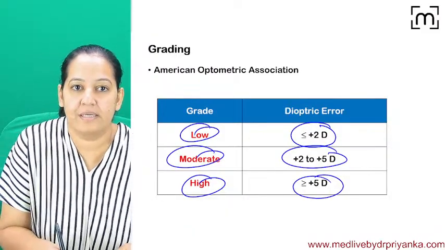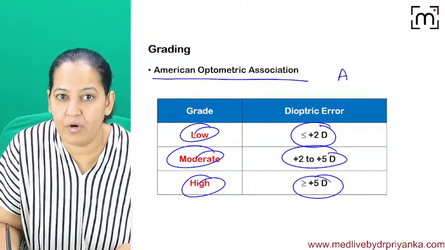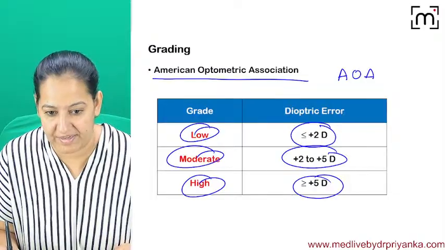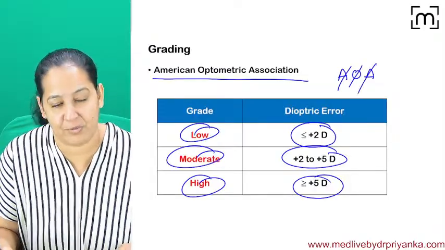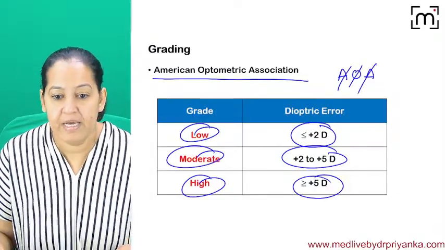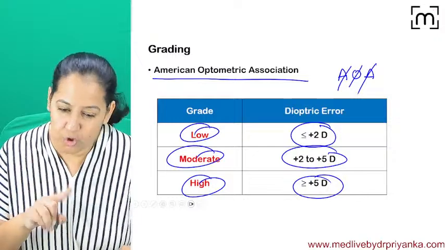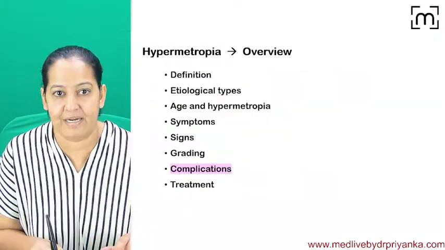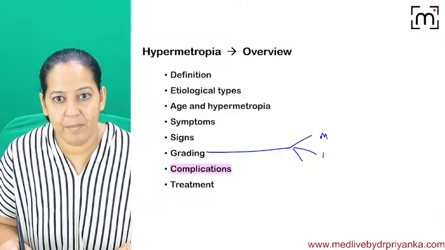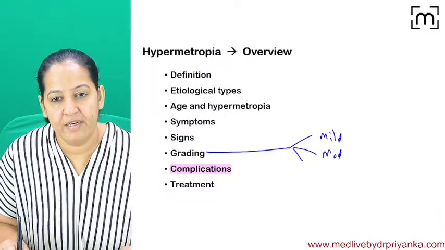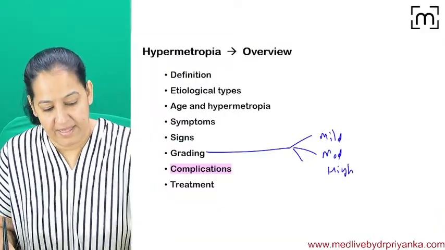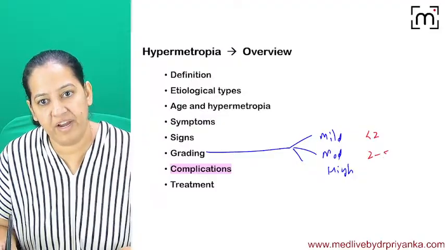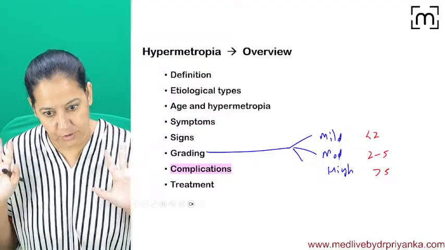This classification is given by the American Optometric Association, known as the AOA classification. The grading of the hypermetropia: less than 2, 2 to 5, more than 5. Less than 2 diopter, 2 to 5 diopter, more than 5. So grading is mild, moderate, and high. Very easy. So grading is done.